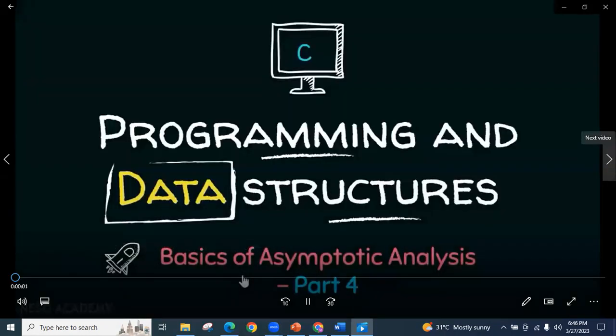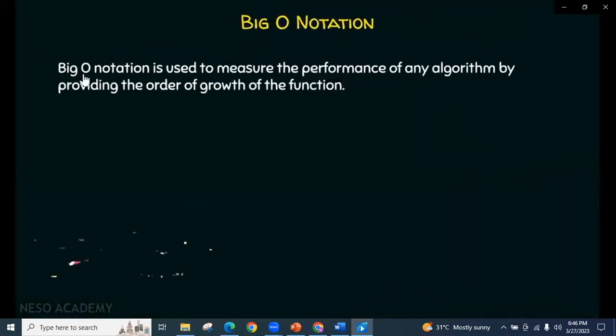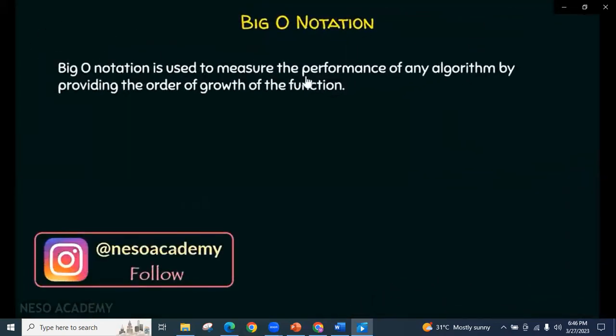In this presentation, we will try to understand what is big O notation and how it is helping us in finding the growth rate of the function. So let's get started. Big O notation is used to measure the performance of any algorithm by providing the order of growth of the function.